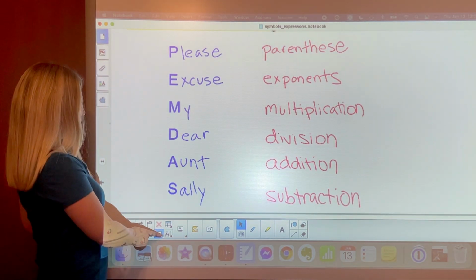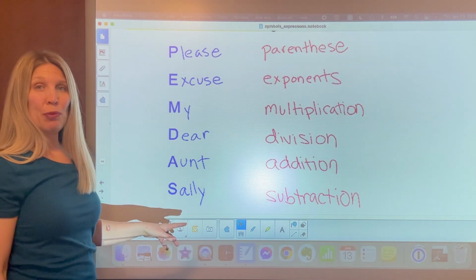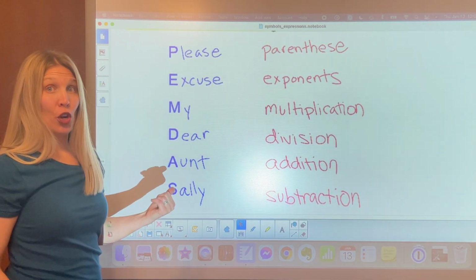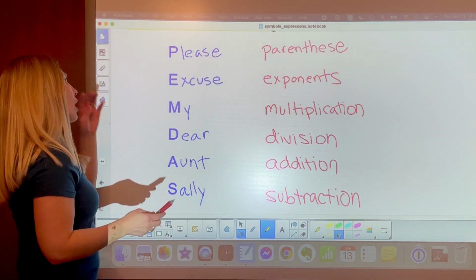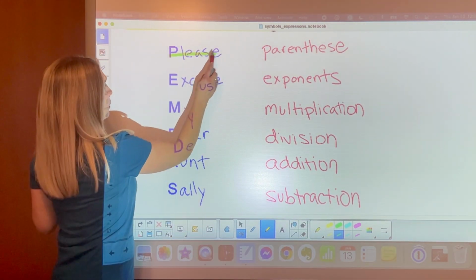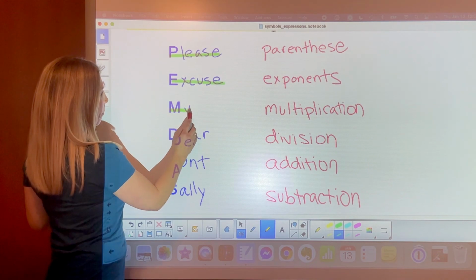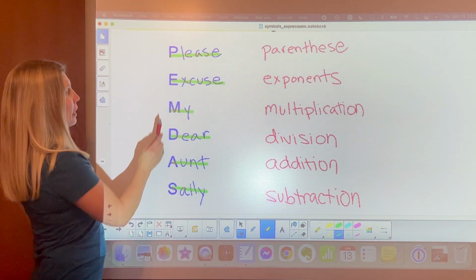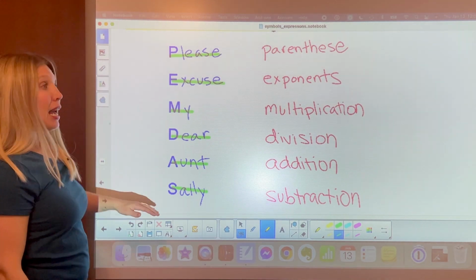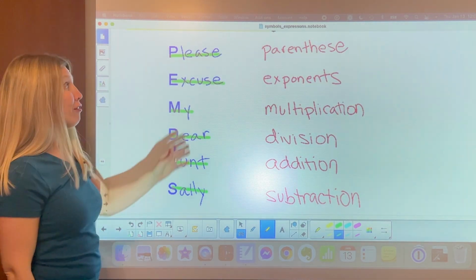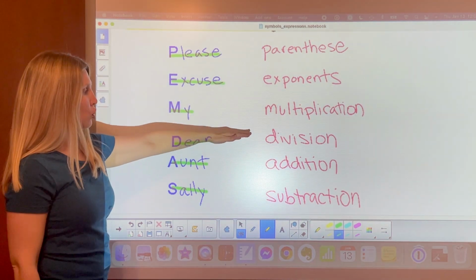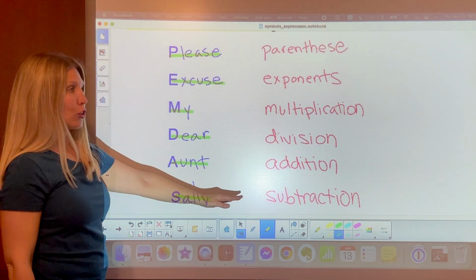And subtraction for the word Sally. So if you don't know it now, get this down in your notes. And when you do, remember the acronym: Please Excuse My Dear Aunt Sally. Those beginning letters help you remember the order of operations: parentheses, exponents, multiplication, division, addition, and subtraction.